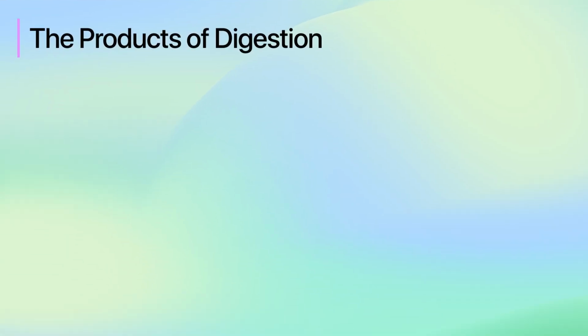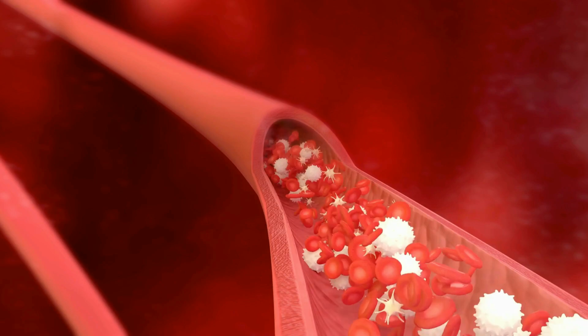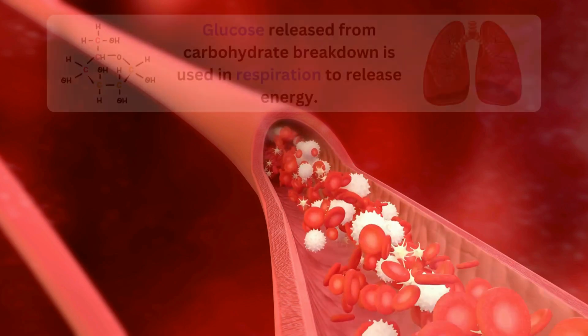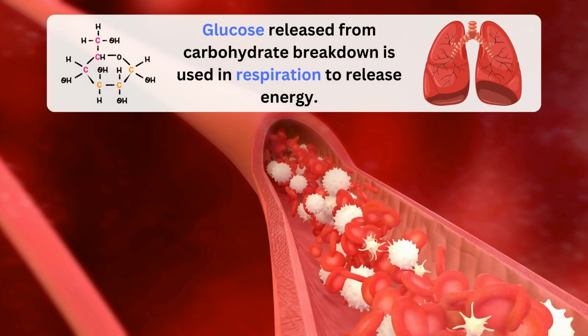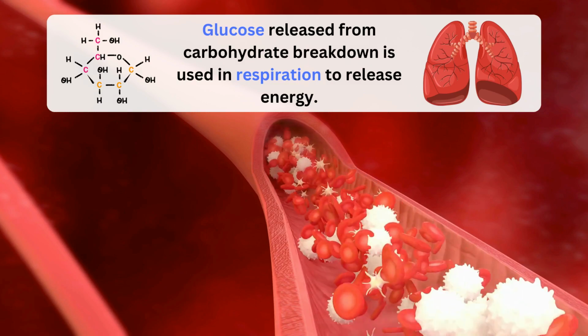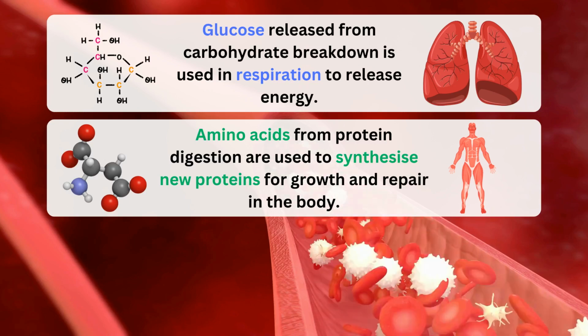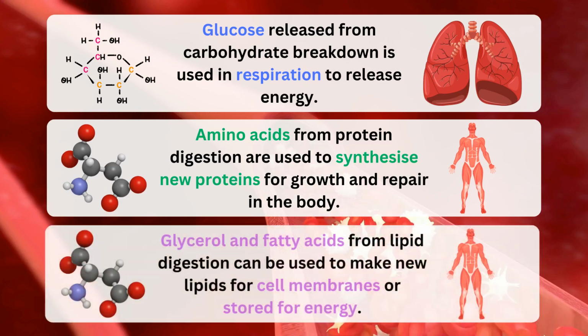After digestion, the products, which are simple sugars, amino acids, glycerol, and fatty acids, are absorbed into the bloodstream. Here, they are used in various ways. For example, some of the glucose that is produced from carbohydrate breakdown is used in respiration to release energy. From protein digestion, amino acids are used to synthesize new proteins that are needed for both growth and repair in the body. Glycerol and fatty acids from lipid digestion can be used to make new lipids for cell membranes, or they can be stored for energy.